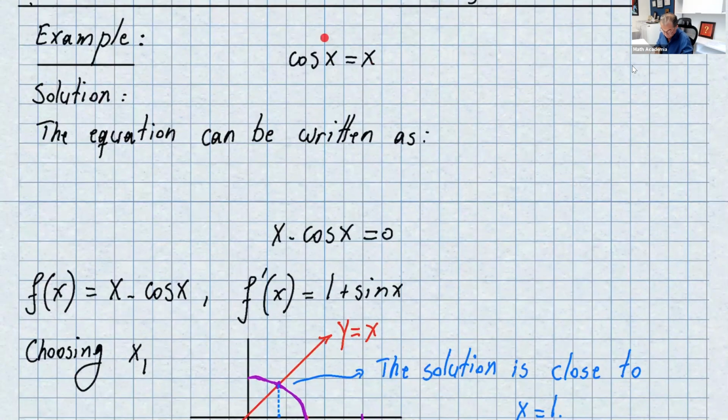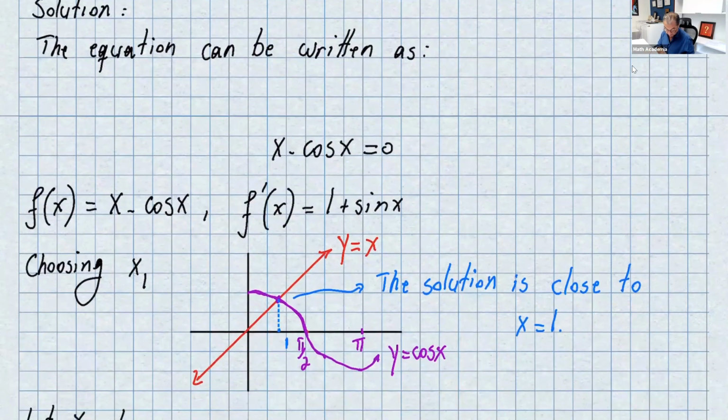Now, here's a good example. If you want to solve the equation x cosine x equals x, this doesn't have a specific method. Let's see how Newton's method can help us solve this. First, take all the terms to one side. You can subtract cosine x from both sides, so you get x minus cosine x equals 0, which is the same equation. So f of x is x minus cosine x.